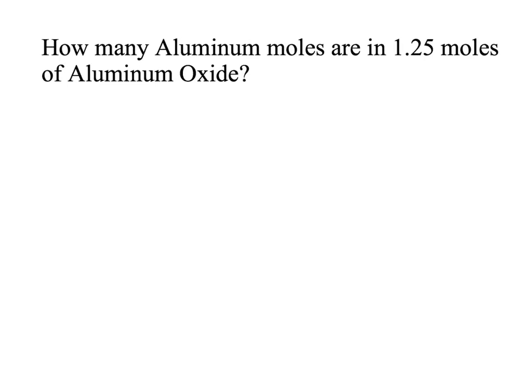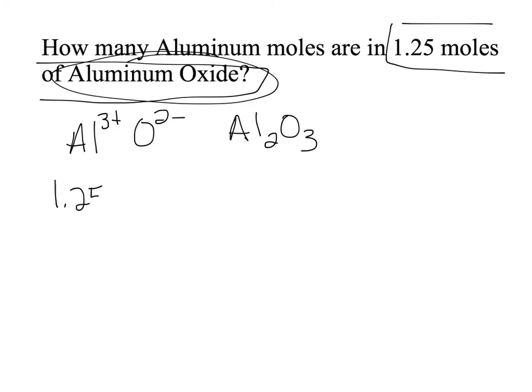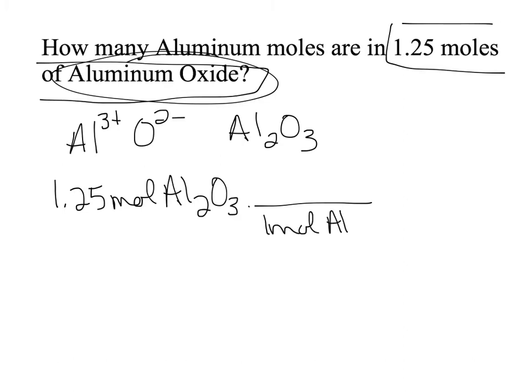Here's another example. How many aluminum moles are in 1.25 moles of aluminum oxide? Start with what you know. But we have to write a formula for aluminum oxide. Al3+ and O2-, and what do we get? Al2O3. That's aluminum oxide. So now 1.25 moles of Al2O3, and in 1 mole of Al2O3, we have 2 moles of aluminum. So for our answer, multiply across the top and you get 2.50 moles of aluminum.